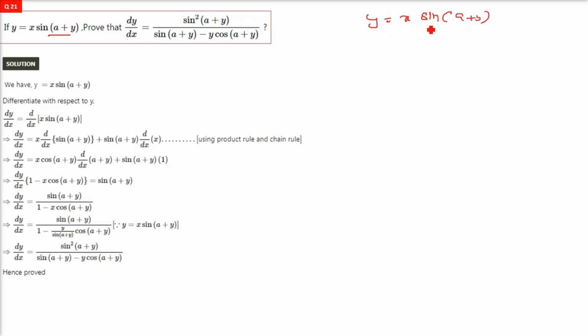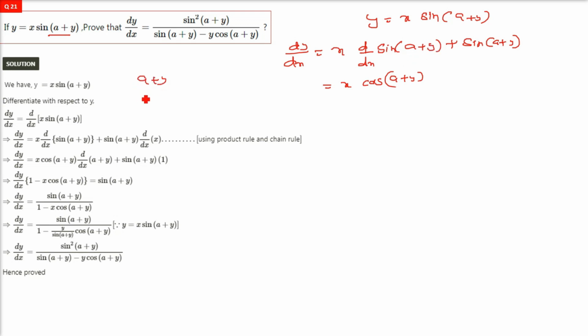So y is equal to x sine a plus y. So dy by dx will be equal to x sine, dy by dx of sine a plus y basically. And then we have sine a plus y and dy by dx of x, that is going to be 1. I am leaving it. So x sine is cos. So this is going to be cos a plus y, and differentiation of a and y, a is 0 and y is of course dy by dx.